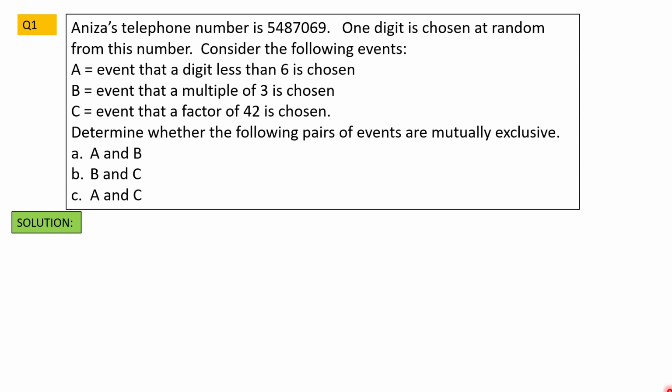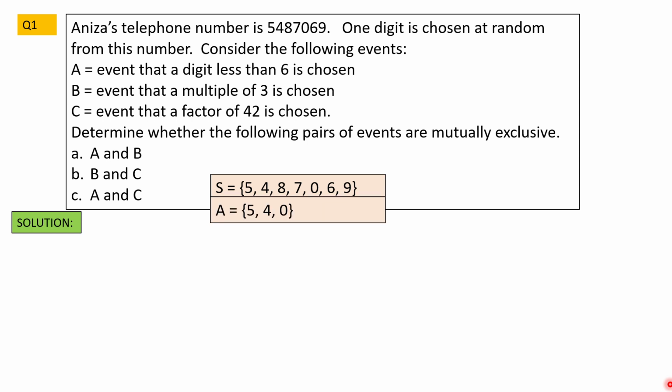Okay, now before we determine that, we list out all the elements for the sets here. So we start with the sample space. The sample space consists of digits 5, 4, 8, 7, 0, 6 and 9. Next, event A, where event A consists of digits less than 6. So that will be 5, 4 and 0. You need to refer to the sample space and list out the elements for event A.